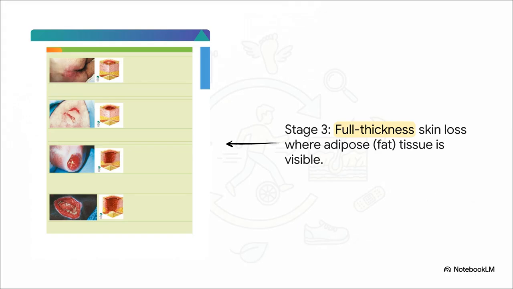A stage 3 is where things get serious. This is full thickness skin loss. The damage has gone all the way down into the subcutaneous tissue, and you can actually see the yellowish, fatty tissue. You might see some dead tissue, some slough or eschar, but you can still tell how deep the wound is.